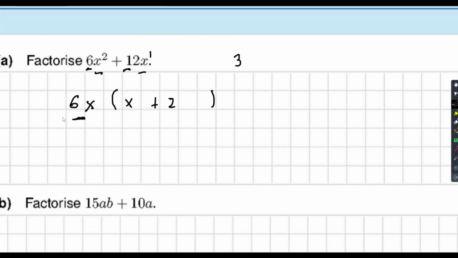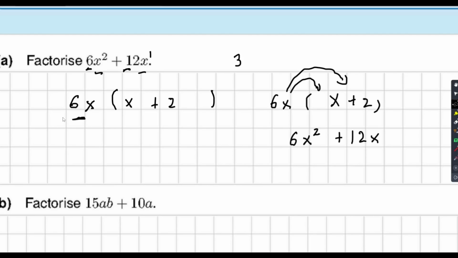And here's the thing about factorizing. It is the opposite of multiplying or expanding. So we can always check our answer. If I were to multiply out this bracket or expand it, 6x times x plus 2, how would I do that? I do 6x by the first thing. 6x by x is going to give me 6x squared. Then 6x by the second thing, 6x by 2, that is plus 12x, which is exactly what we started with, 6x squared plus 12x.